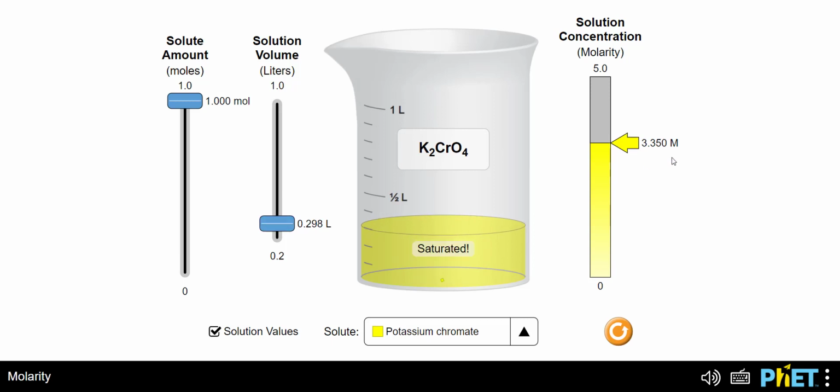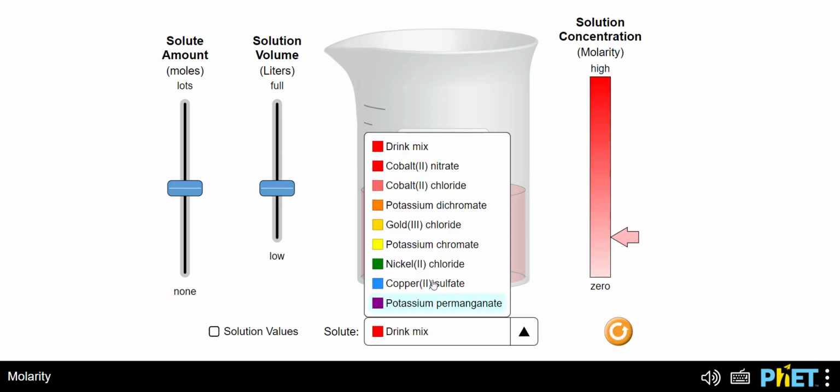So the maximum molarity is 3.35 molar. And no matter what I do, I can't make that concentration any higher, even though I could lower the amount of solvent and make it a smaller volume. But you can see as soon as I get below that saturation point here, the crystals just start to form. So we reset. A couple more to do here.